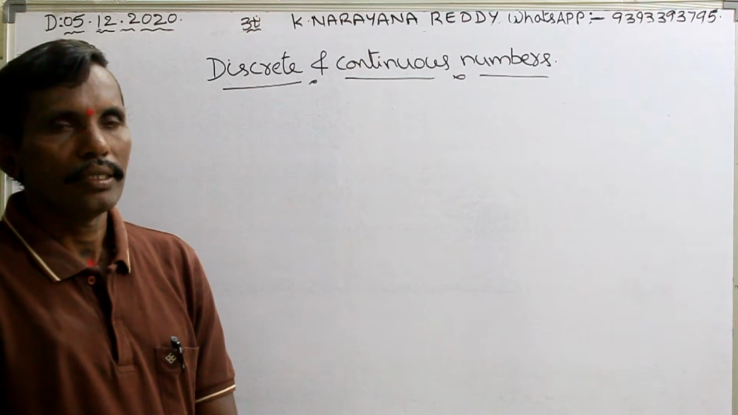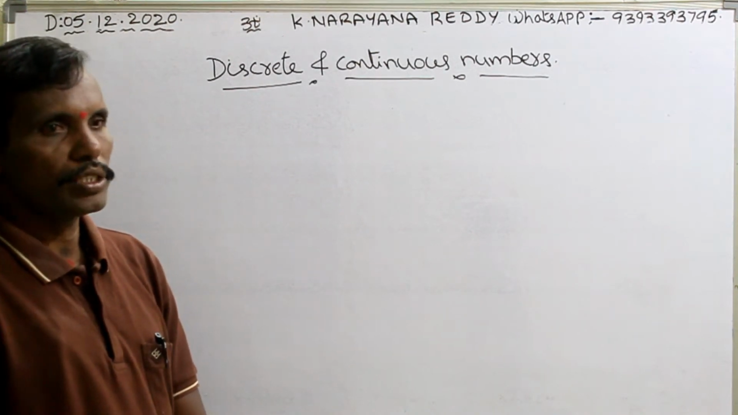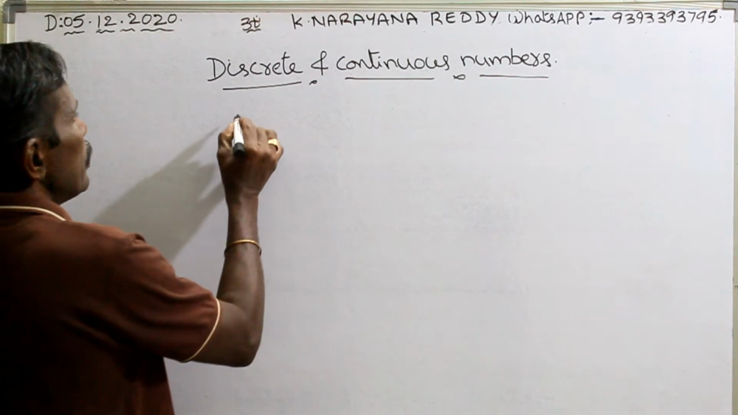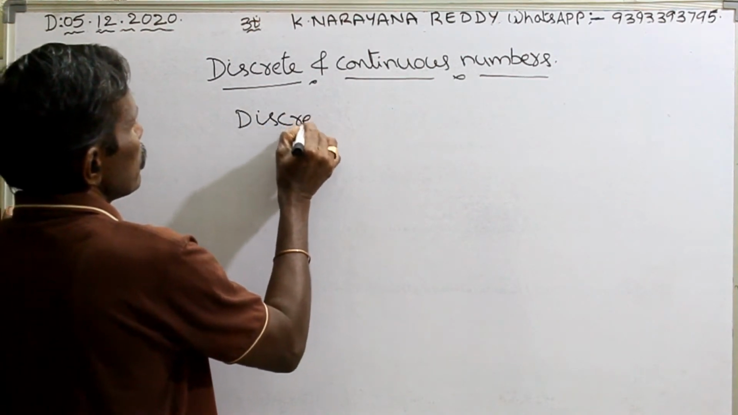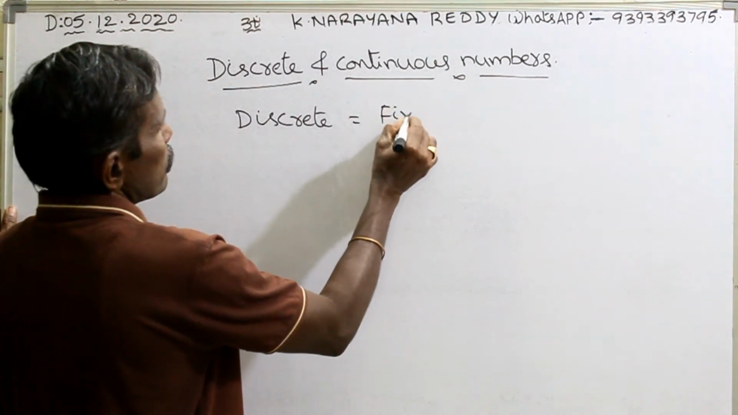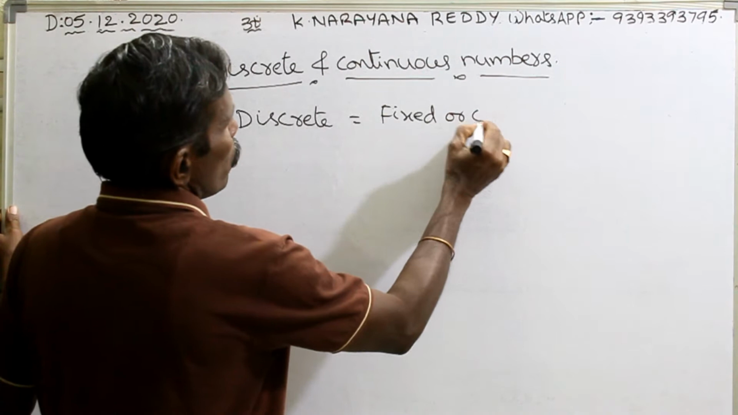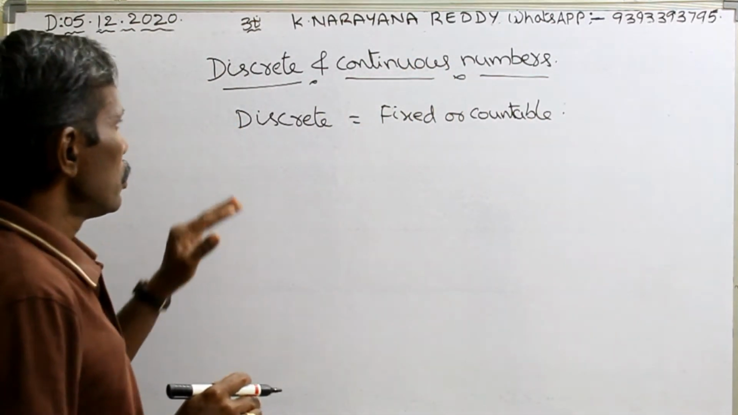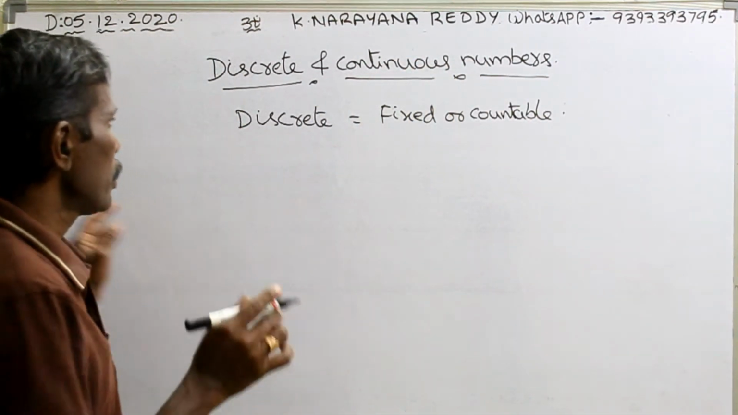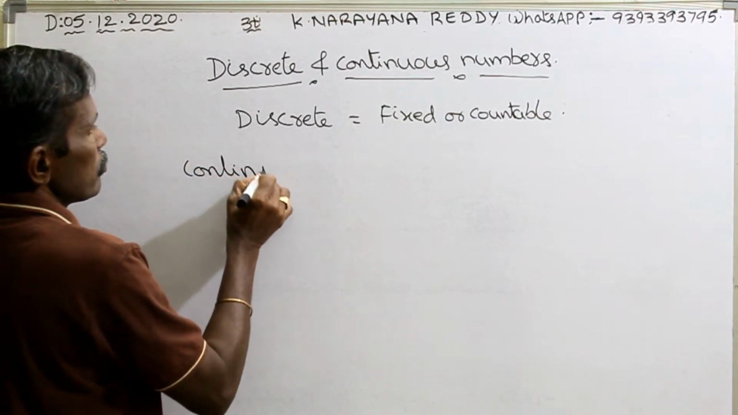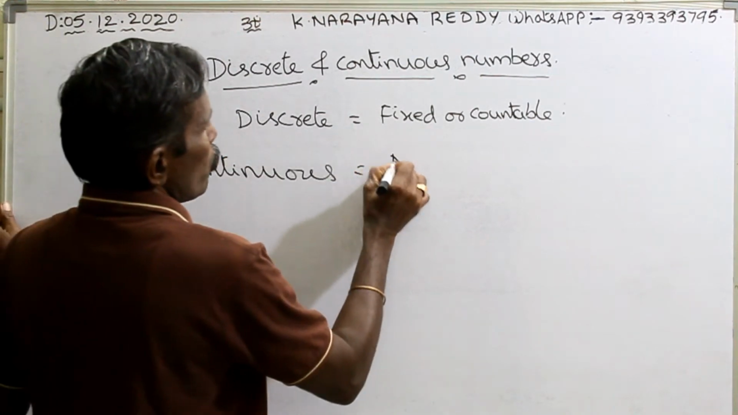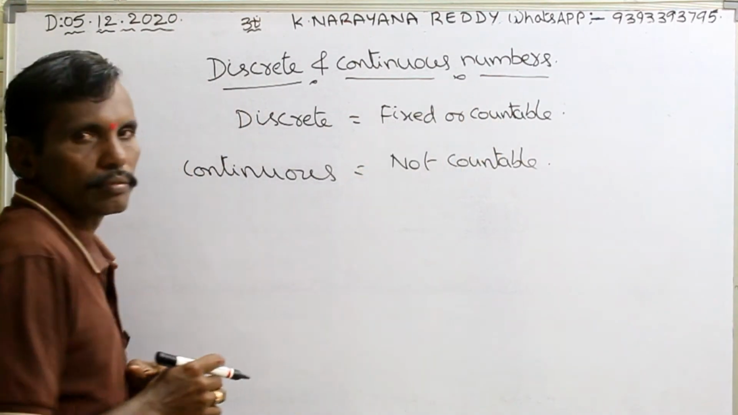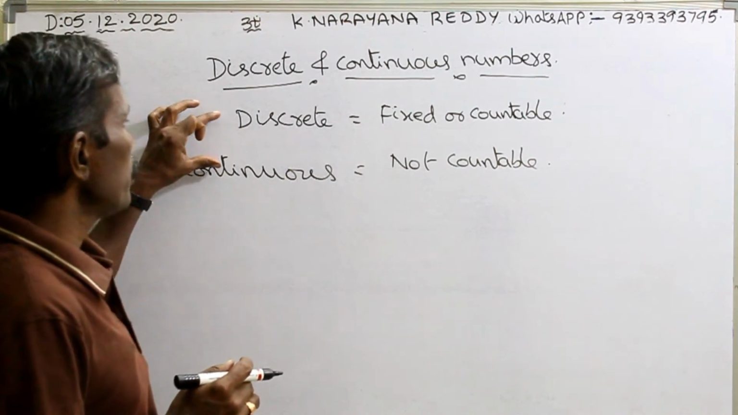What are discrete numbers? And what are continuous numbers? What is the difference between those two? Simply, discrete is nothing but fixed or countable. Discrete numbers are countable. Next one is continuous. Not countable. So, this is the difference between these two.